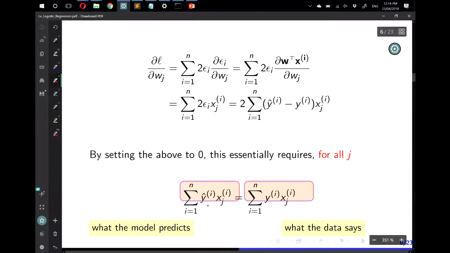The key part here is that whenever you have a hat, it's an estimated quantity. So this is what our model thinks y should be, and this yi is the ground truth, the true value. And whenever you see this kind of summation of things multiplied together, essentially that's the standard inner product or standard dot product.